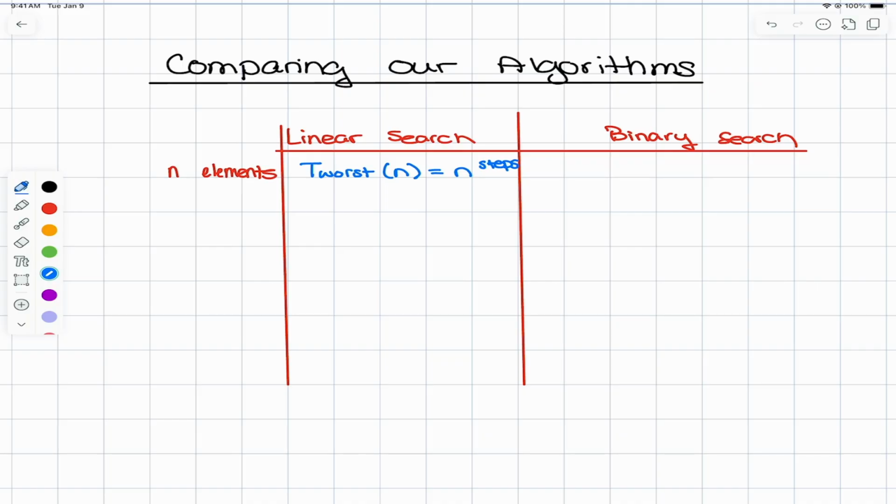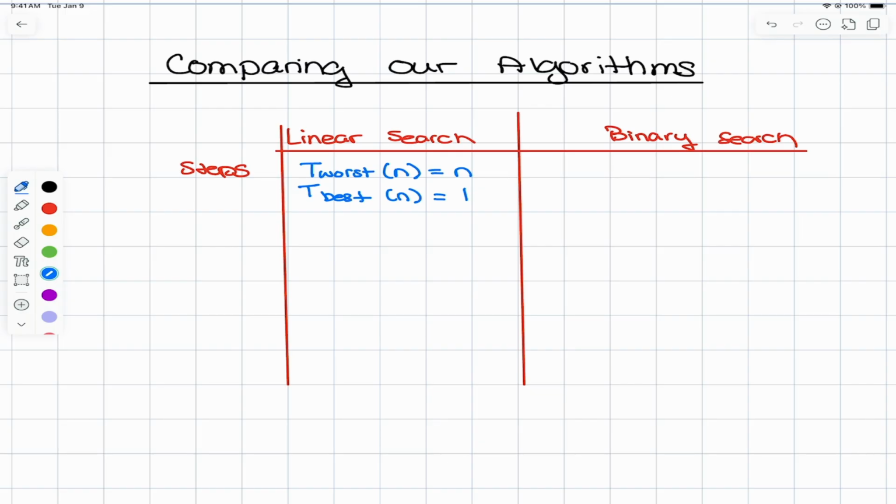Let me rewrite this a little bit here as you're all trying to follow along. Steps. There we go. It'll be n. Perfect. But we also have our best case scenario, T best. And in our best case scenario over n elements, we found we could get a runtime of 1.